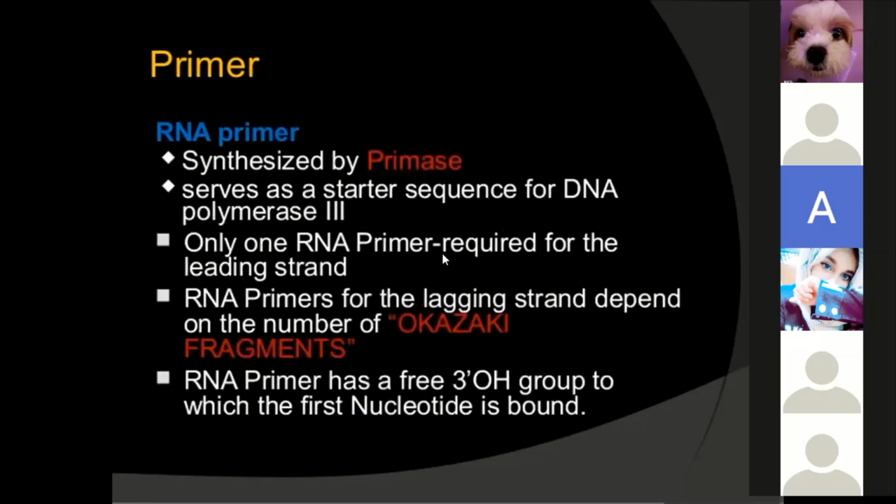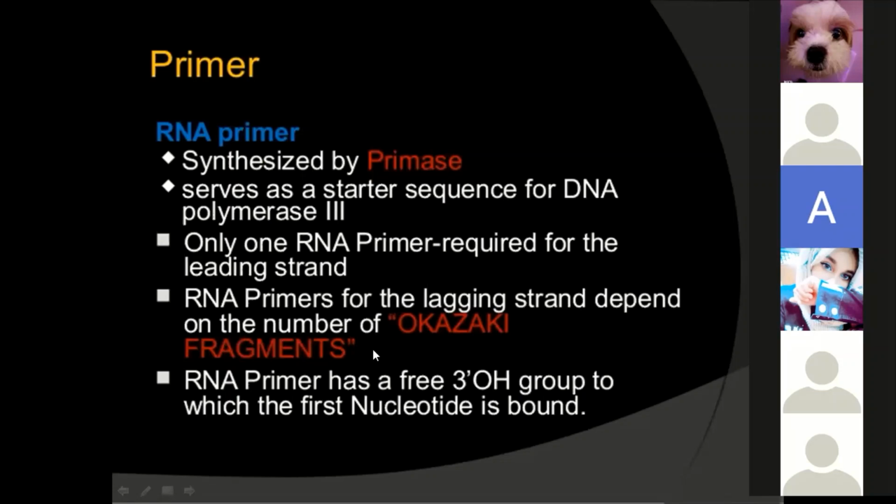This RNA primer, which is required in the beginning for DNA synthesis, is synthesized by primase. It serves as a starter sequence for DNA polymerase 3. Only one RNA primer is required for the leading strand, because the leading strand is a continuous strand. And the RNA primers for the lagging strand depend on the number of Okazaki fragments.